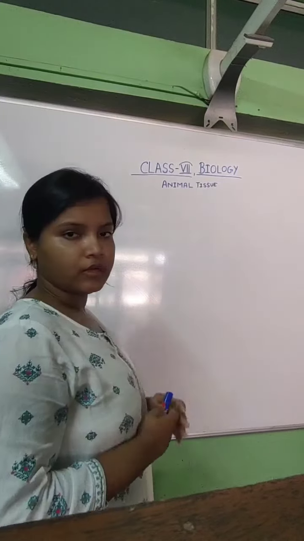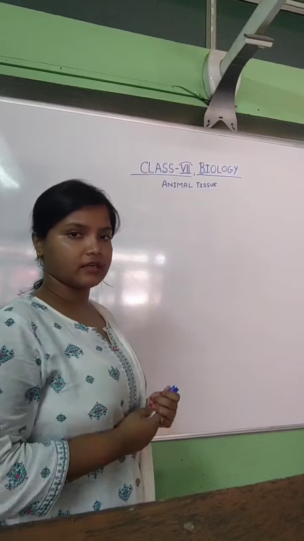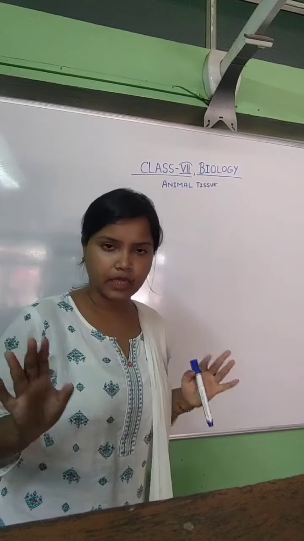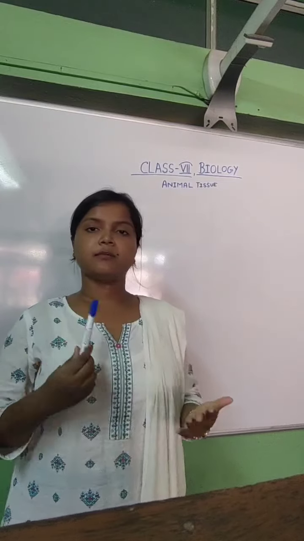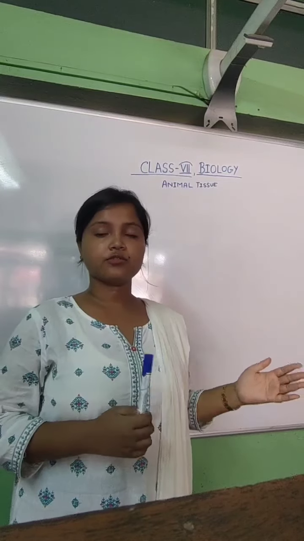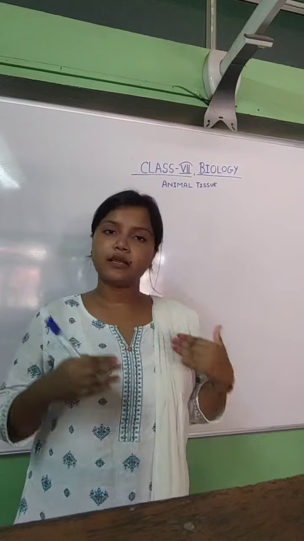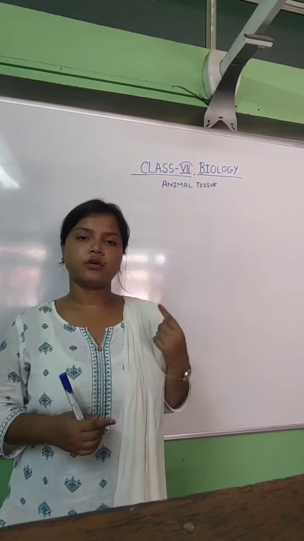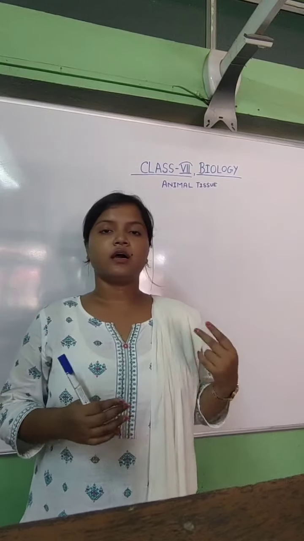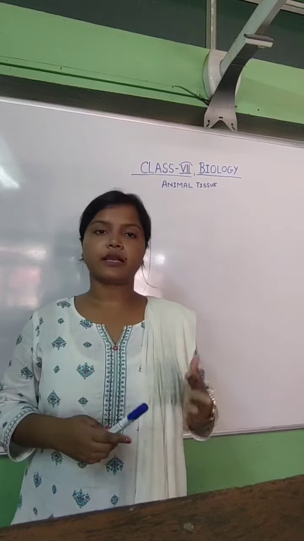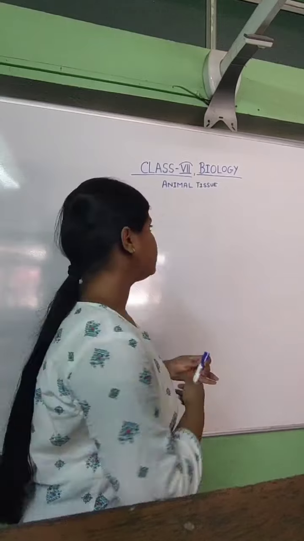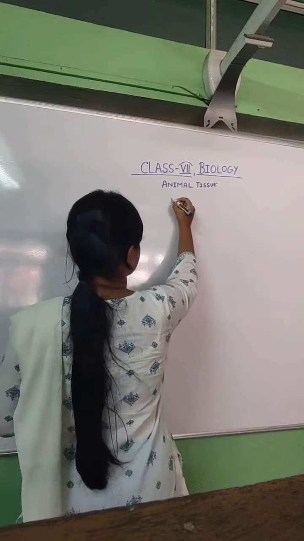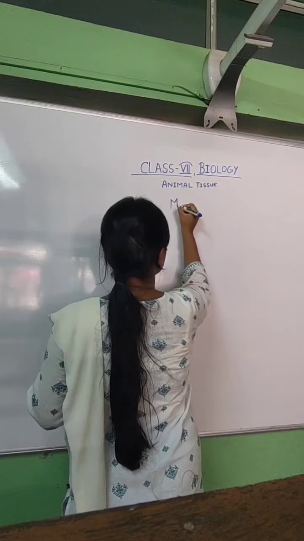Let's move on now to the next type of tissue that is present. What is that? That is muscular tissue. Other than epithelial tissues, there are also three types of tissues left in our body: muscular, nervous tissue, and also connective tissue. Today, first we are going to talk about the muscular tissue.